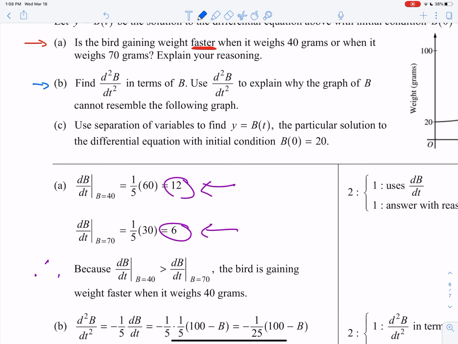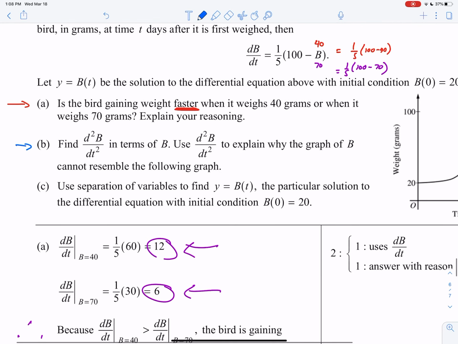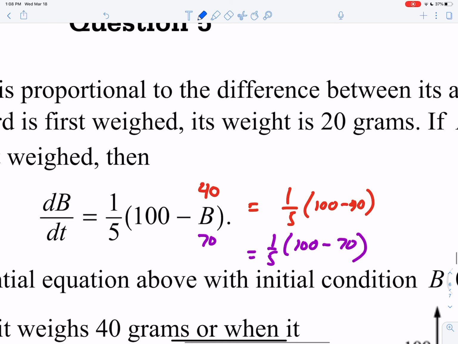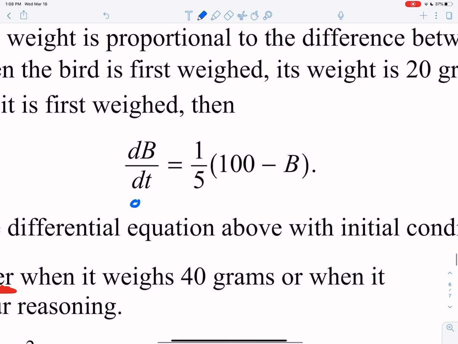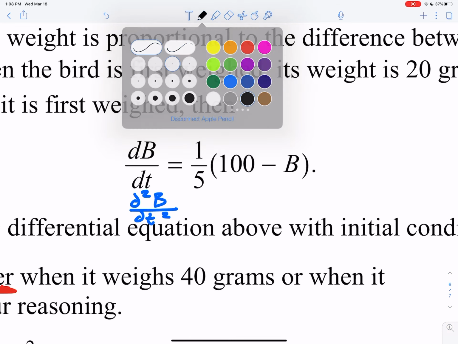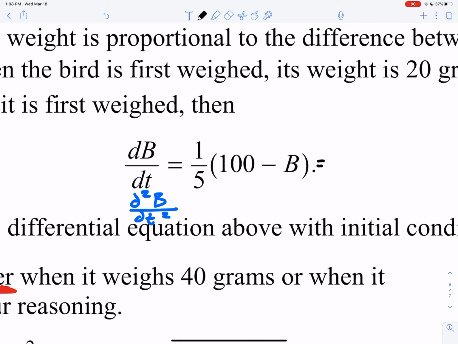They ask you to find the second derivative. This popped up in 2011 as well. Finding the second derivative, again, I'll guide you through it. Here we go. Let me erase this here. If you have the first derivative, you want to find the second derivative. Make sure that you are writing the second derivative accurately, okay? So before I find it, I want to simplify the first derivative. That would just be 100 over 5 minus 1/5 of b, okay?